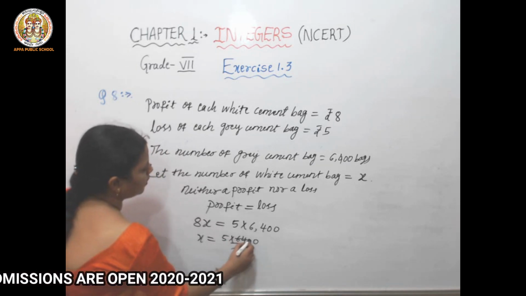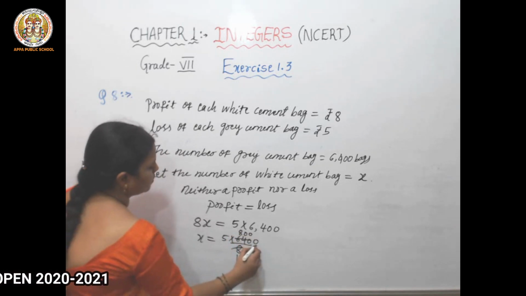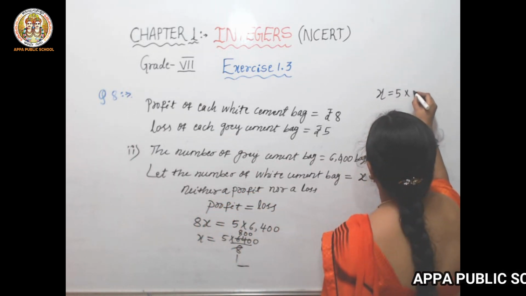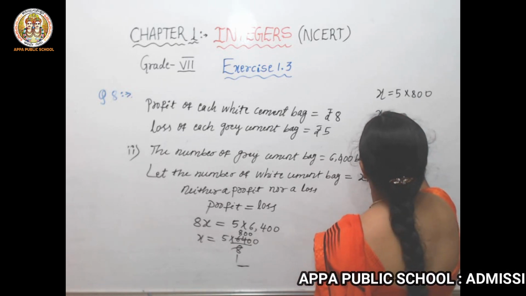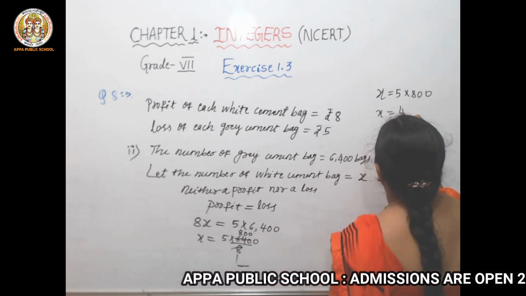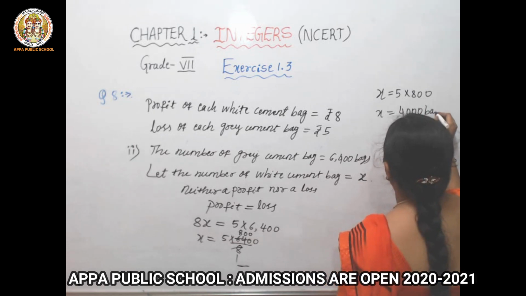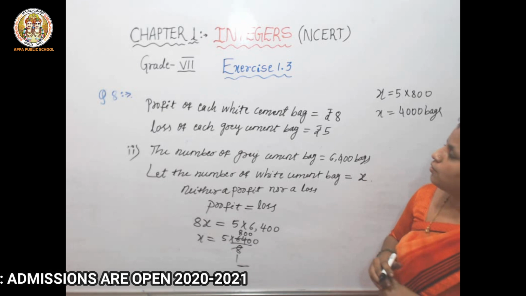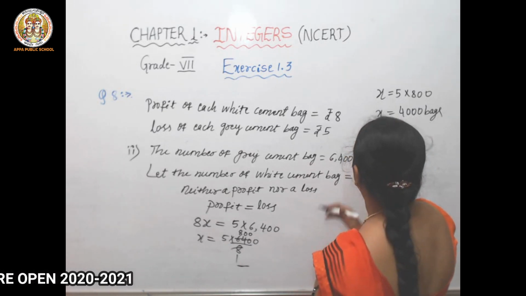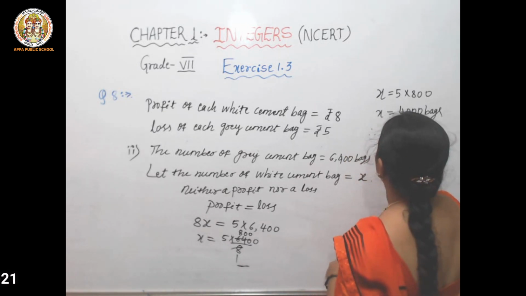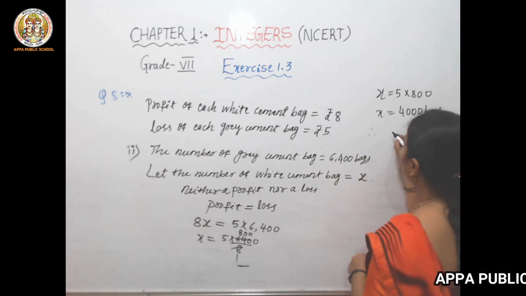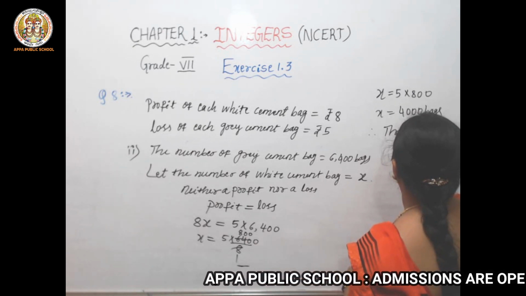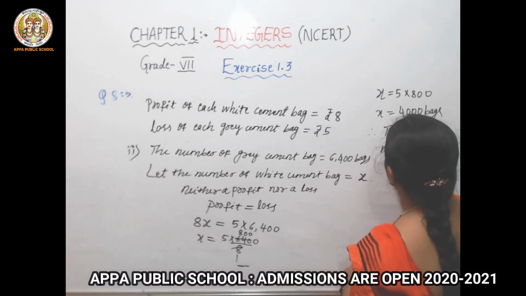Now 8 ones are 8, 8 8s are 64. So x equals 5 into 800, which is 4,000 bags. What is x here? x is nothing but the number of white cement bags. So the number of white cement bags is 4,000.